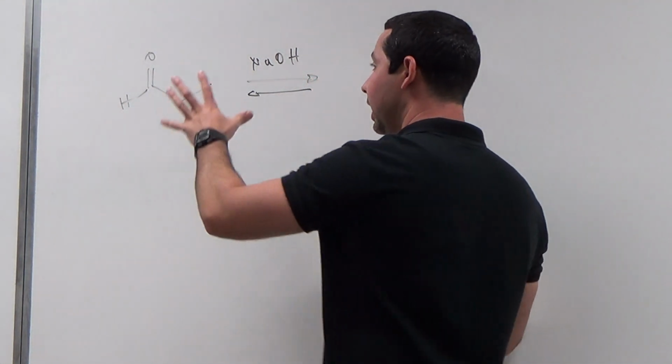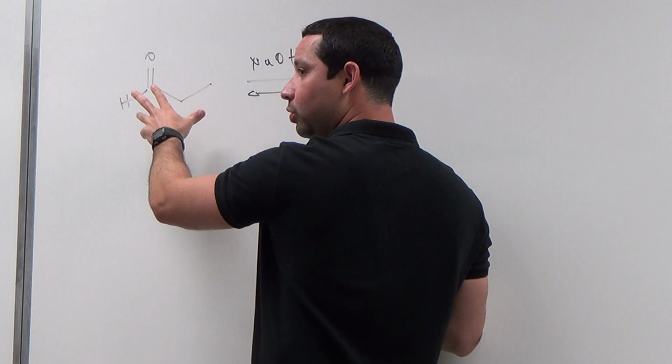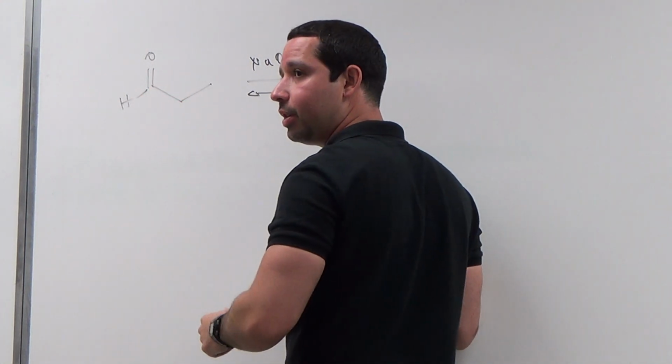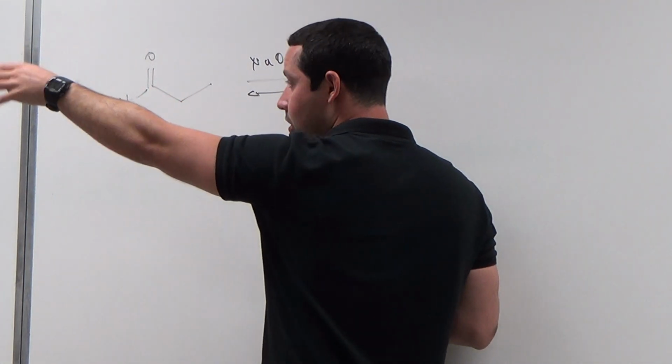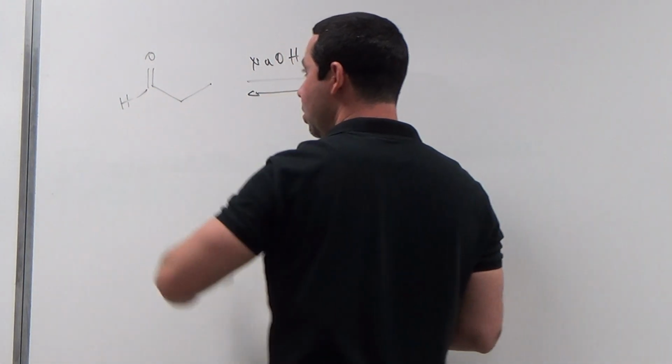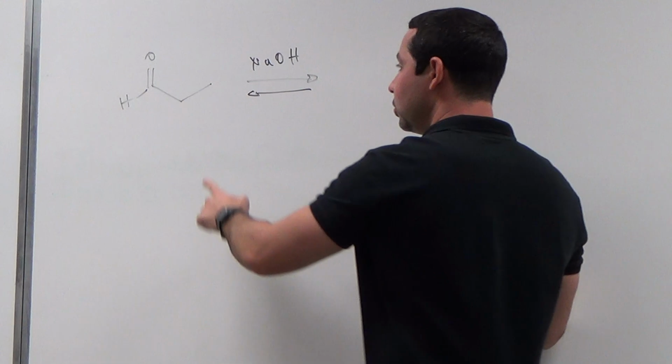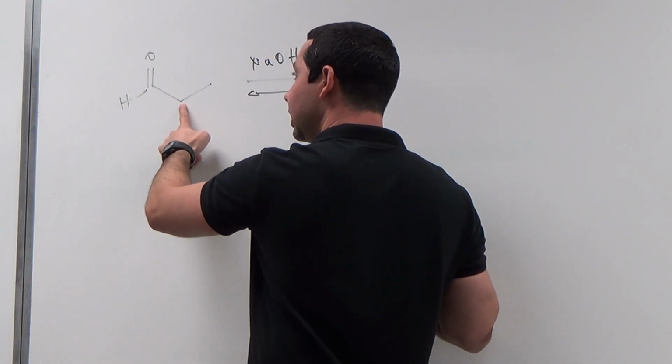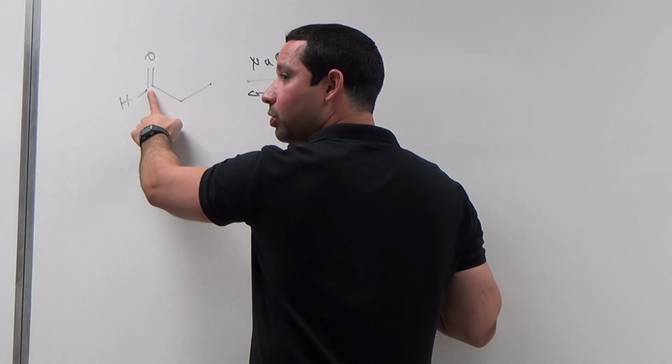It is going to attack another one of these molecules that does not have an electron pair there. So it'll attack one of the other aldehydes that has not reacted with sodium hydroxide yet. It is going to attack there. Where is the bond going to be? The bond is going to be between this carbon and that carbon from something else.